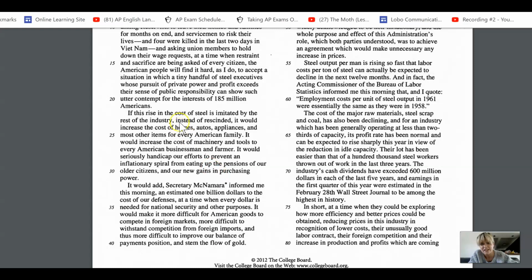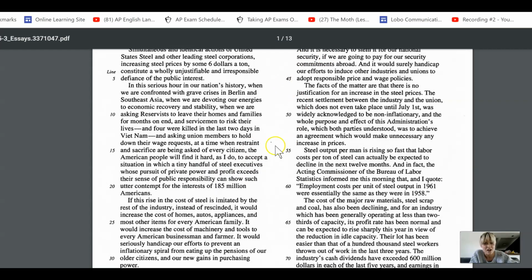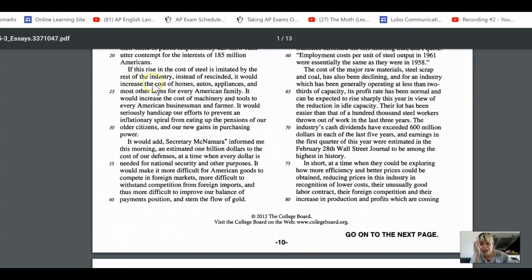Okay, good. So as you go through the process, you just want to read the actual speech and make note of the function, right? So he continues on. He says, "if this rise in the cost of steel is imitated by the rest of the industry instead of rescinded, it would increase the cost of homes, autos, appliances, and most other items for every American family. It would increase the cost of machinery and tools to every American business and farmer. It would seriously handicap our efforts to prevent an inflationary spiral from eating up the pensions of our older citizens and our new gains in purchasing power."